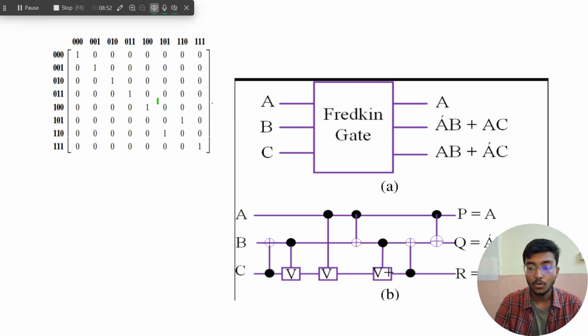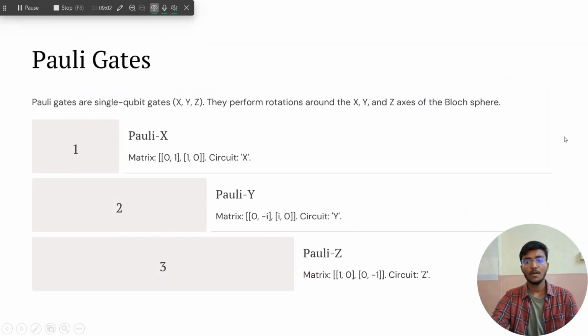So there's more of a possible case that the Fredkin gate must offer 3 inputs and 3 outputs, and hereafter comes the Pauli gates. Pauli gates are single qubit gates, as we have seen with Hadamard gates also, but they are divided into X, Y and Z. They perform rotations around the X, Y, Z axis of the Bloch sphere.